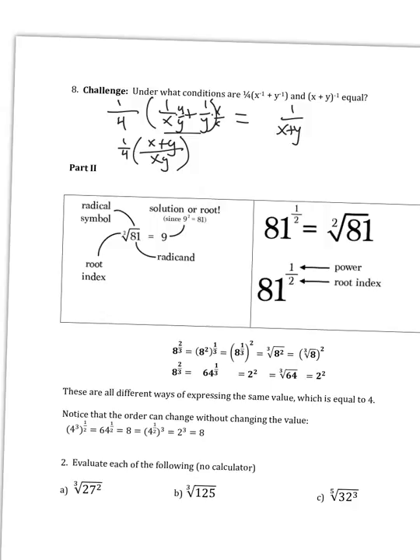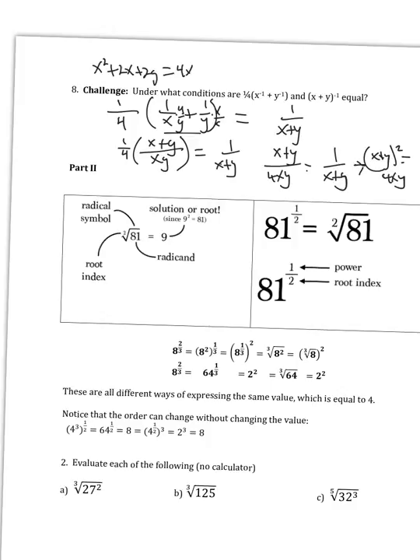And we're saying that if these two are equal to each other, then what that means is that the cross products are going to be equal to each other. So let's take one more step. We'll say that x plus y over 4xy is equal to 1 over x plus y, which is to say that x plus y squared is equal to 4xy. And, sorry, running out of room here. So that means that x squared plus 2xy plus y squared is equal to 4xy.